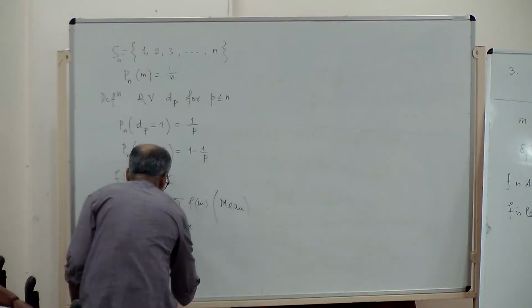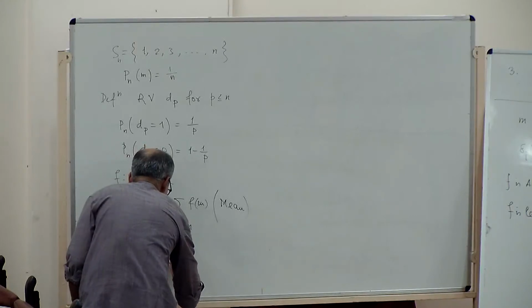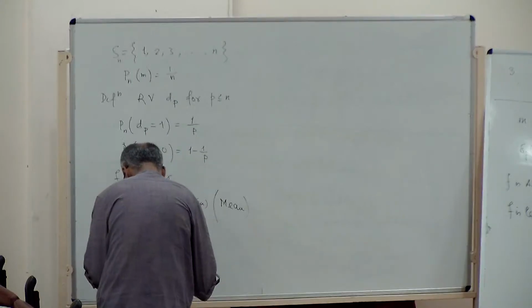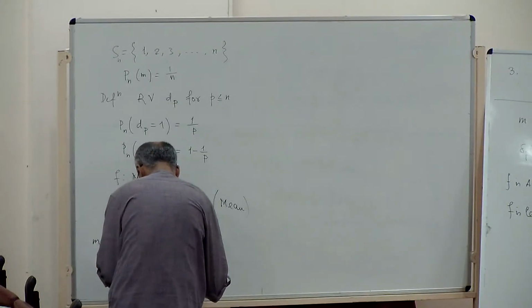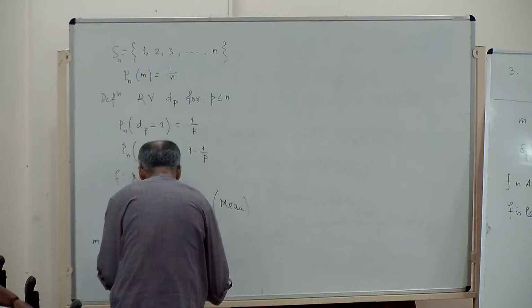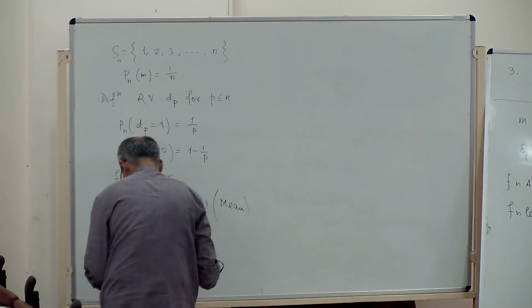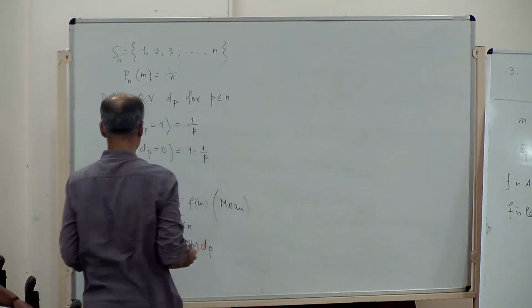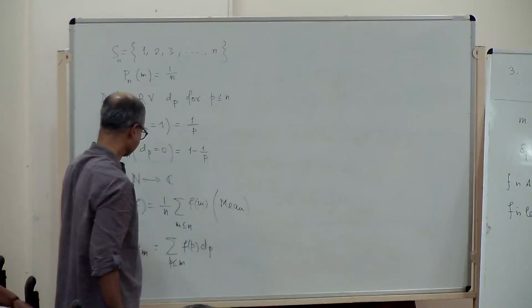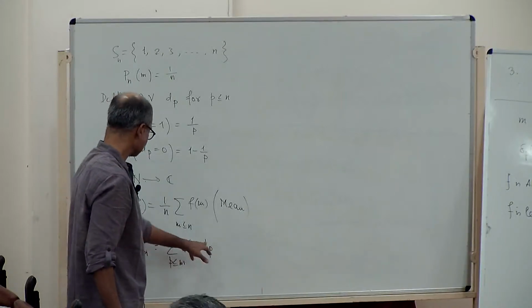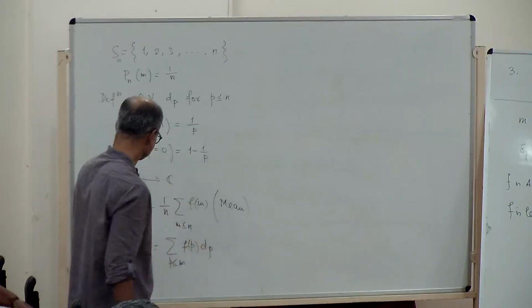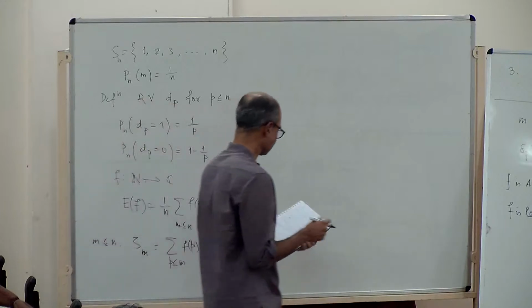This is just the same thing, summation over p less than or equal to m of f(p) d_p. So zeta m is a random variable. It is a linear combination of this random variable d_p, which we already defined. So it is again a random variable.